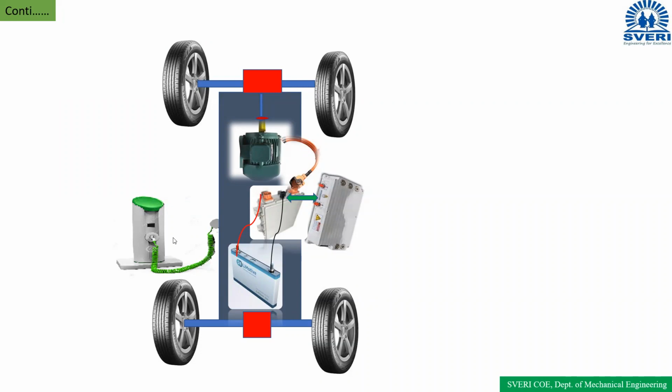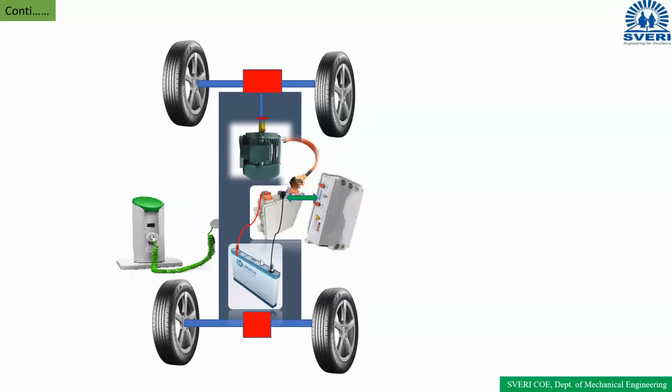This is the charging station. This is the electrical motor, and this is the converter. The connection is given from the converter to the electrical motor through cables or wires. And this converter needs a controller circuit. The converter needs a controller circuit for controlling the power.